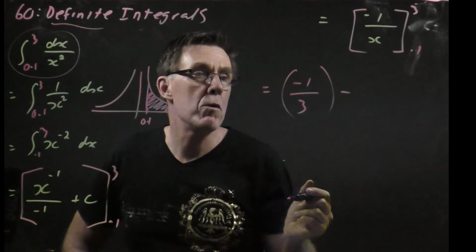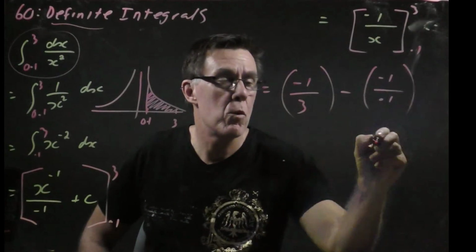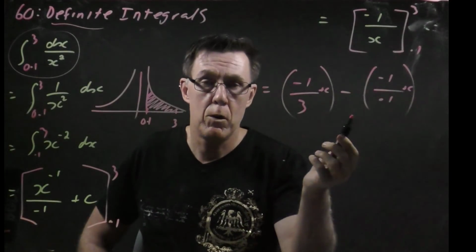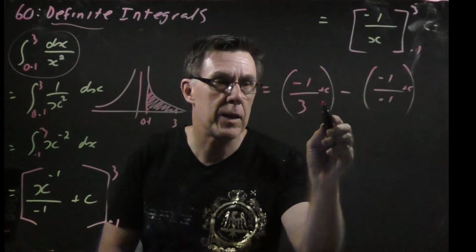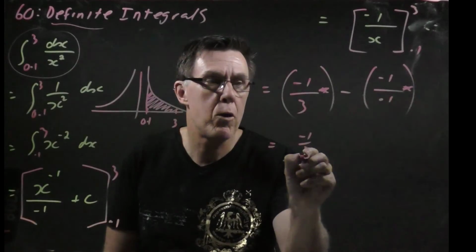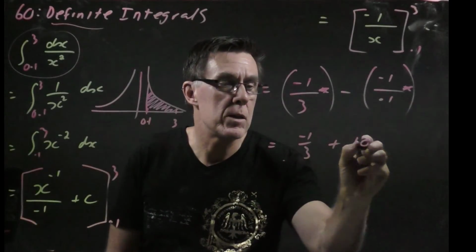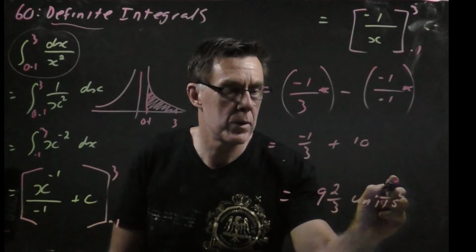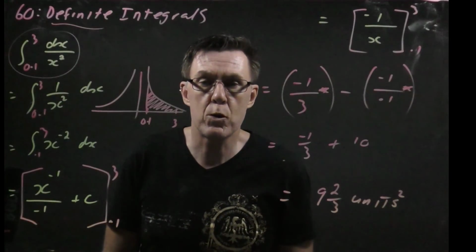From that, we remove, put the 0.1 in there, so it's going to be negative 1 over 0.1. I could have included the c in both of them if I wanted to, but hopefully you'll be able to visualize that c, take away that c, regardless of what the constant is, they're going to cancel out, it's not going to make any difference. So here we have negative 1/3, take away a negative is a plus, 1 divided by 0.1 is 10, that gives me 9 2/3. So the area under this curve between 0.1 and 3 is 9 2/3 squared units.